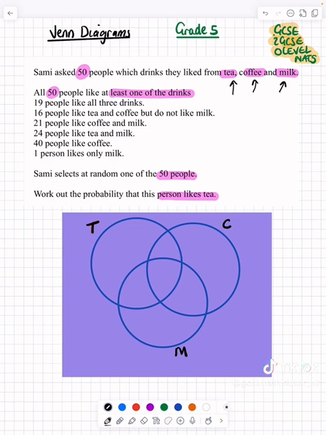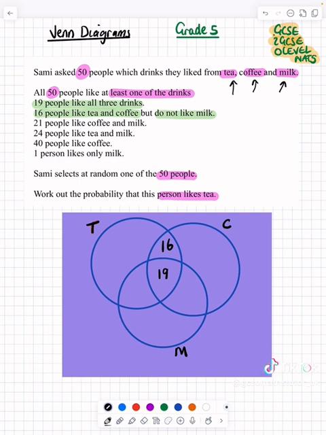The first information is that 19 people like all three drinks. So we can put 19 at the center over here. The next information says that 16 people like tea and coffee but do not like milk. So 16 people can go in the overlap section between tea and coffee, but not milk, because if I added that to the center value, I would be including the people who like milk. So we have done that part.